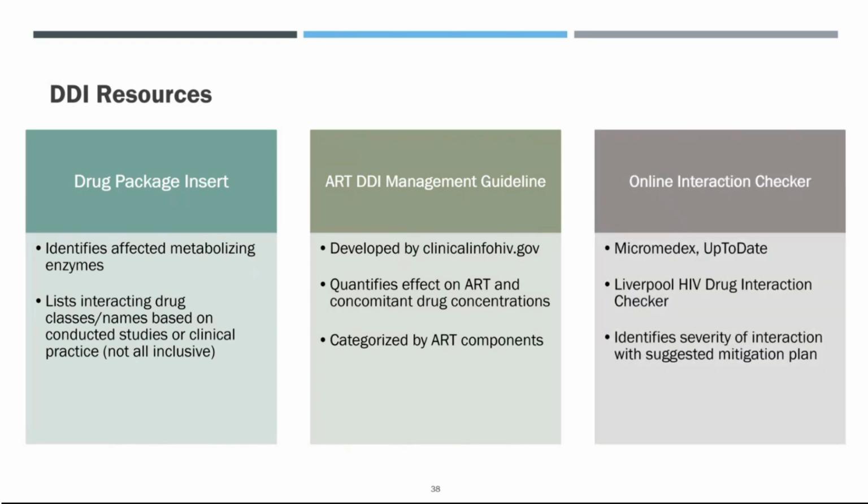But as a pharmacist, the one that I use the most is the online drug interaction checker. So we have Micromedex and UpToDate that you get a free subscription to within the VA. And there's the Liverpool HIV drug interaction checker, which I use the most because it identifies not only the severity of the interactions, but it also gives you the suggested mitigation plan if there is one.